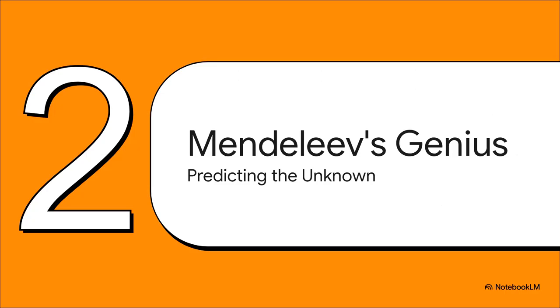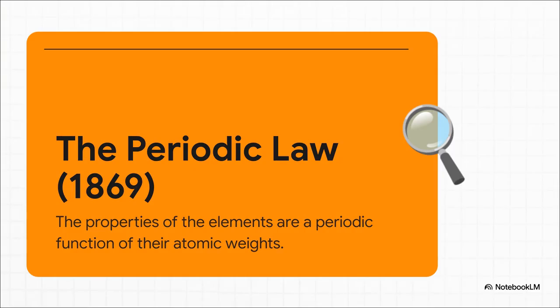Now, all these early attempts were absolutely crucial stepping stones. But then comes the hero of our story, a Russian chemist named Dmitry Mendeleev. And he took this whole quest for order to a completely revolutionary new level. So in 1869, Mendeleev publishes what he calls the periodic law. His fundamental idea was this: the properties of the elements repeat periodically if you arrange them by their atomic weights.